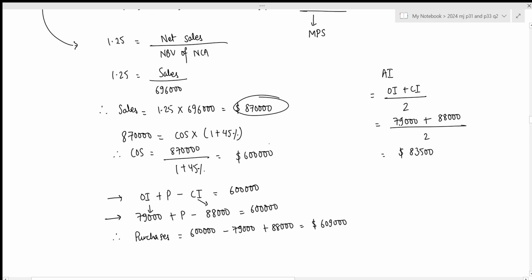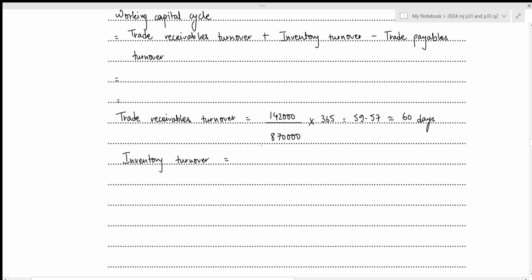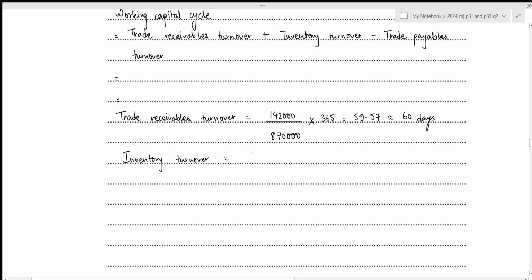Then we've already calculated the cost of sales to be 600,000. Let's write it down. So for average inventory, we've calculated the value to be 83,500. We've already calculated the cost of sales to be 600,000 times 365. This results in the value of 50.796. So we can just round it off as 51 days.